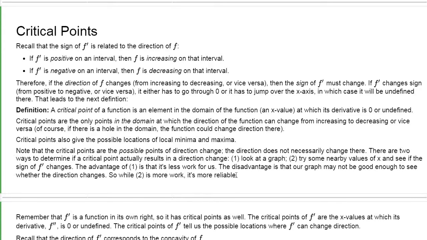Okay, so note that the critical points are possible points of direction change. It does not necessarily mean the direction changes there. So we have to decide, given these critical points, does the direction actually change? And there's a couple ways to do that. One way is to look at the graph and see, does it change direction at that x value?